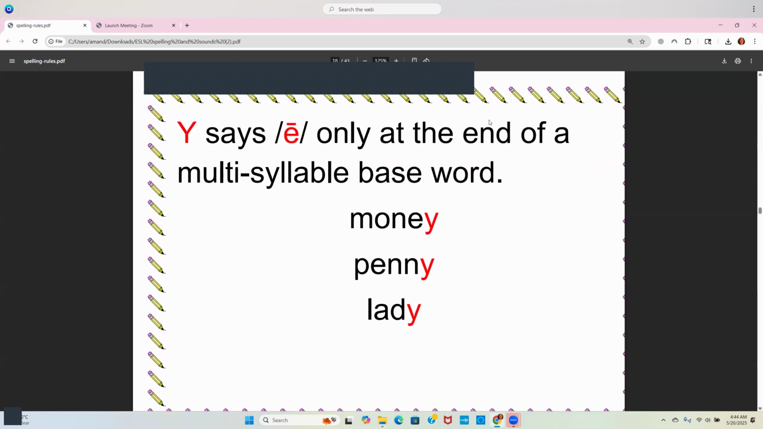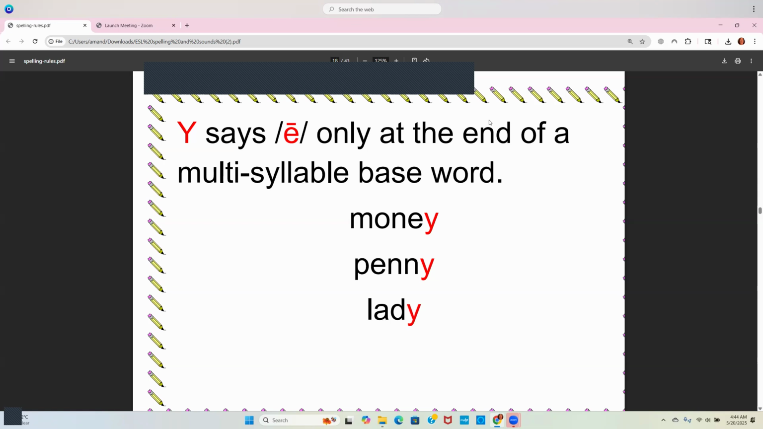However, Y says E only at the end of a multi-syllable base word. What does that mean, Amanda? First of all, let's count and say the word money while we clap. Money, money. Okay, we have more than one syllable. That's two syllables. Now, when we have more than one syllable and we have a situation like this, it's going to be the long E sound. E, money, penny. I clapped two syllables. So again, multi-syllable.